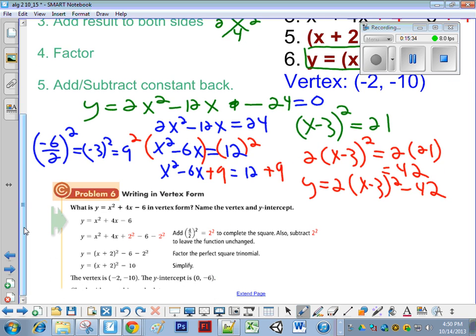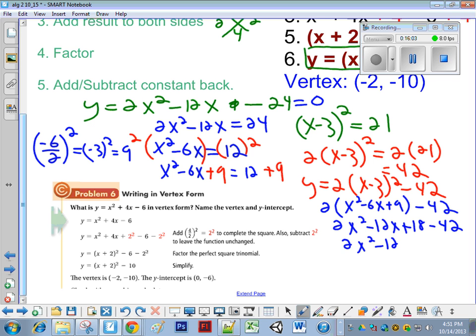Okay? All right. If I want to double check that to be sure and make sure I got the same answer I started with, I'm going to go ahead and redo that. Okay, this becomes 2 times x squared minus 6x plus 9 minus 42. 2x squared minus 12x plus 18 minus 42. Now I've got 2x squared minus 12x. 18 minus 42 is negative 24, and that's what I started with.